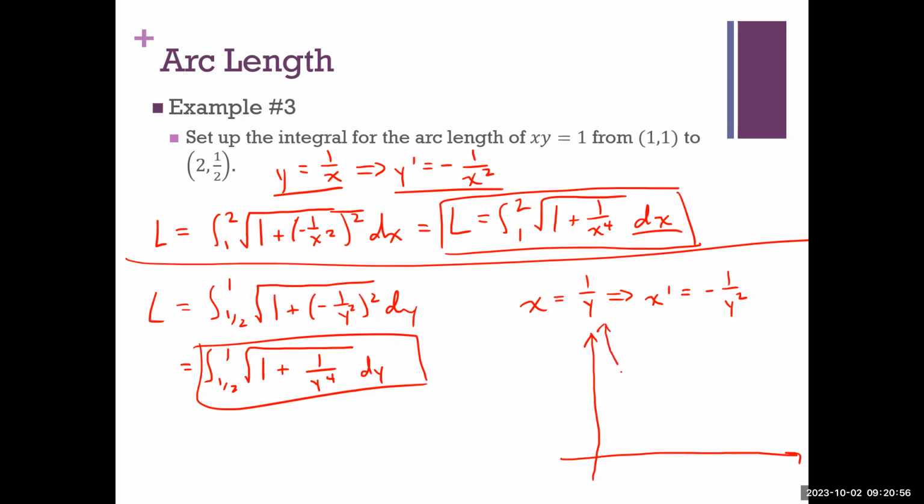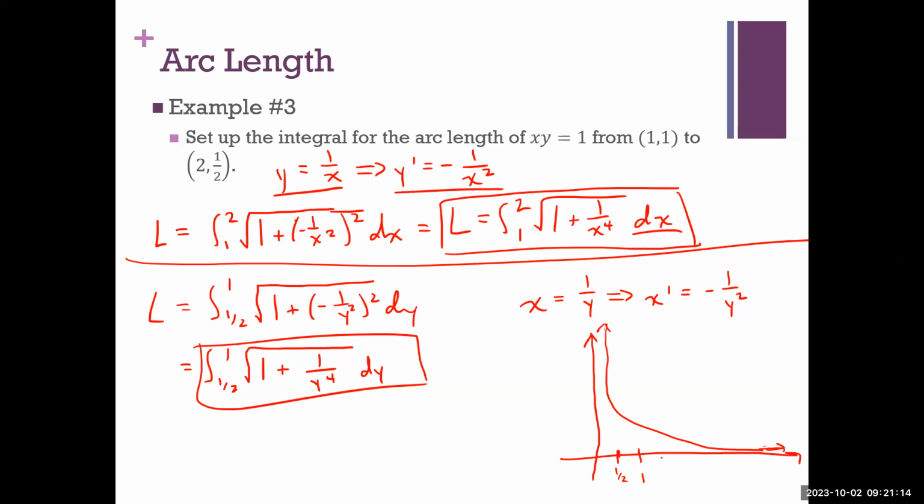Has asymptotes at each axis. So it kind of looks like this, right? So here's 0. 1 is about here. One half. Let's say one half is there.